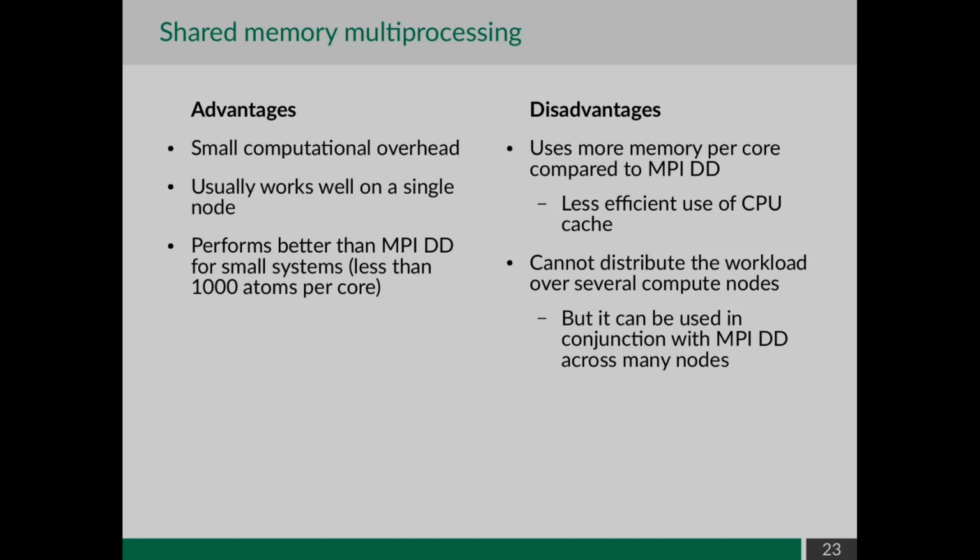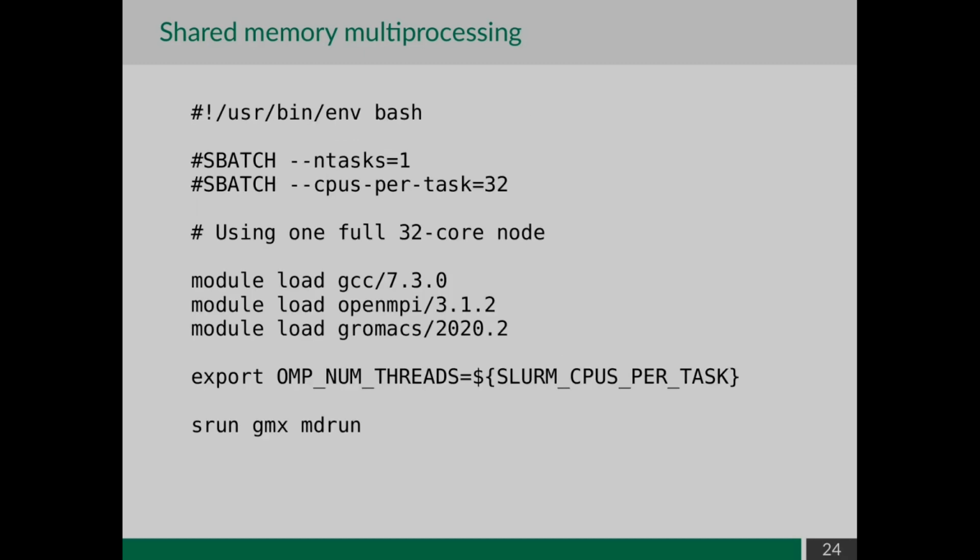However, it also has disadvantages. It uses more memory per core compared to MPI, so the CPU cache is used less efficiently. More importantly, it's not possible to distribute the workload over several compute nodes using OpenMP. This can only be done with MPI. However, remember that I said the different levels of parallelism in Gromacs can be used together. This is the case here. We can use MPI and OpenMP together across many nodes. However, let's start by looking at an example of how we can use OpenMP and shared memory multiprocessing in Gromacs.